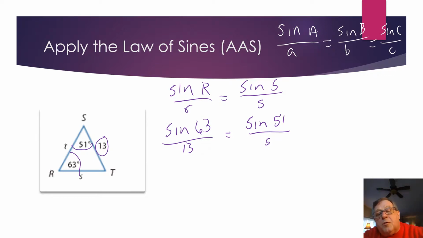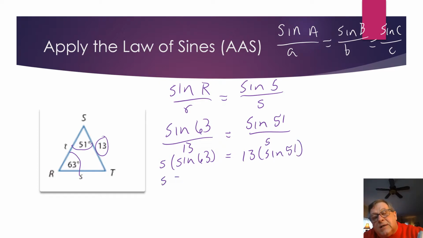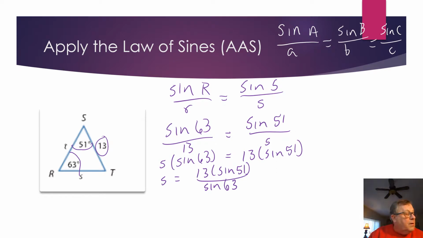Now let's do a little bit of cross multiplication, and we're going to try to isolate this side S. So S times the sine of 63 must be equal to 13 times the sine of 51. And then to isolate S, we're going to divide by the sine of 63. So 13 times the sine of 51 divided by the sine of 63. That should give us the measure for side S.